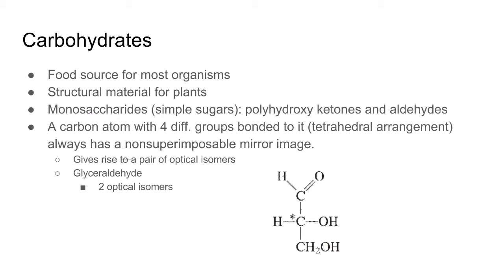So now we are going over carbohydrates. Carbohydrates serve as a food source for most organisms, and they are structural materials for plants. Their monomers are monosaccharides, which are simple sugars, and they are polyhydroxy ketones and aldehydes. If we were to use glyceraldehyde as an example, it has a tetrahedral arrangement, and that structure shows that there are 4 different groups attached to the carbon atom. Because of this, it would always have a non-superimposable mirror image, and that would give rise to a pair of optical isomers. In this case, glyceraldehyde would have 2.